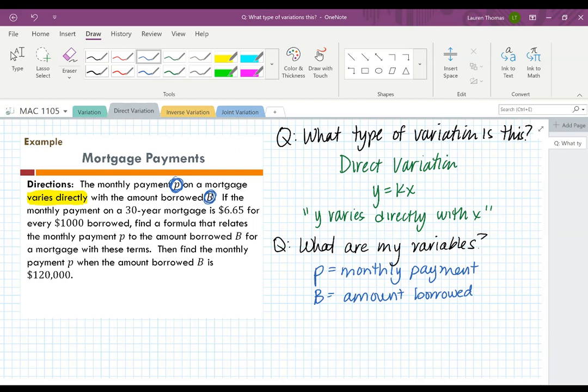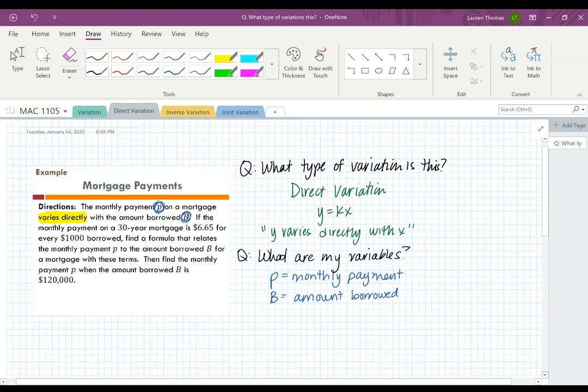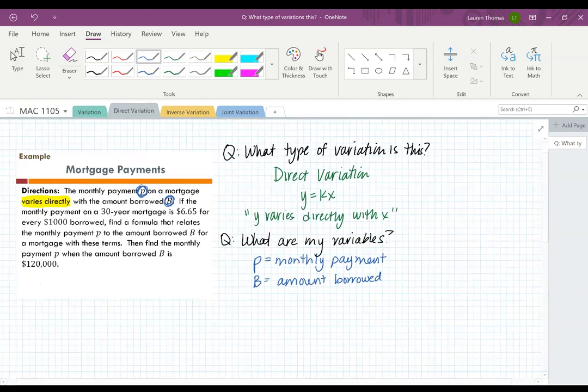The second thing is that I need to properly place my variables into the model. So I need to put them in the right order. Our problem says that the monthly payment P on a mortgage varies directly with the amount borrowed B. So if we are placing our variables exactly as they are into the model, what we are going to have is P varies directly with B. So our new equation is P equals K times B.